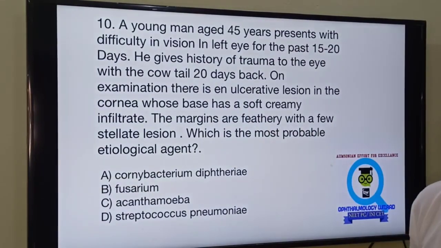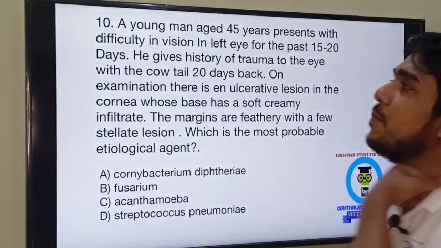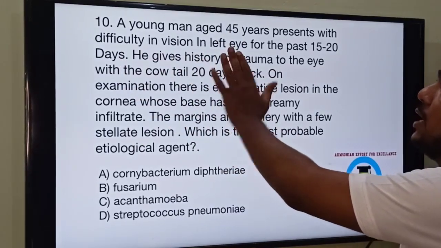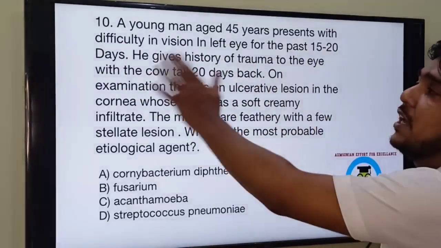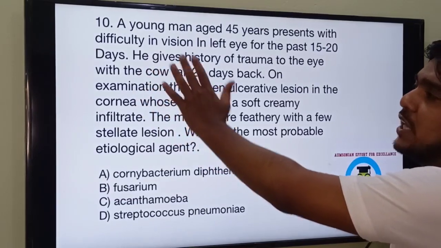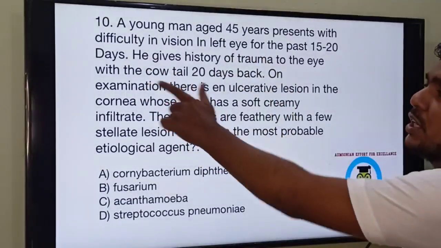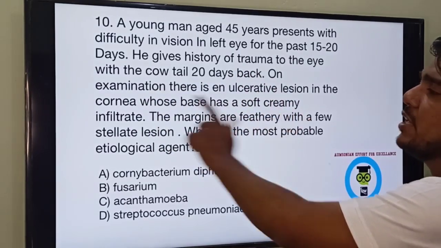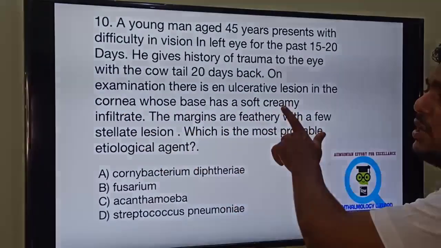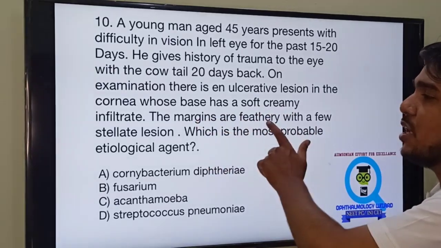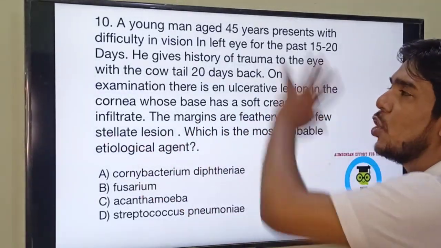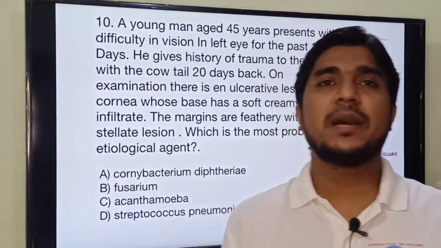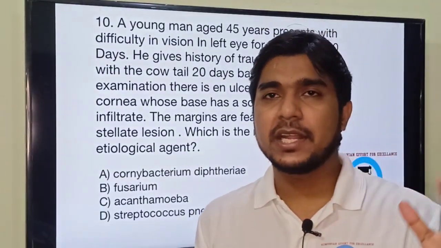Now coming to question number 10, which is indicating that a young man aged 45 years has difficulty of vision in the left eye for the past 15 to 20 days. It's an acute disease. He has a history of trauma with a cow tail 20 days back. On examination, there is an ulcerative lesion of the cornea and soft creamy infiltrate with feathery margins and stellate lesion. This all indicates towards which diagnosis? It's a very classical example of fungal keratitis.